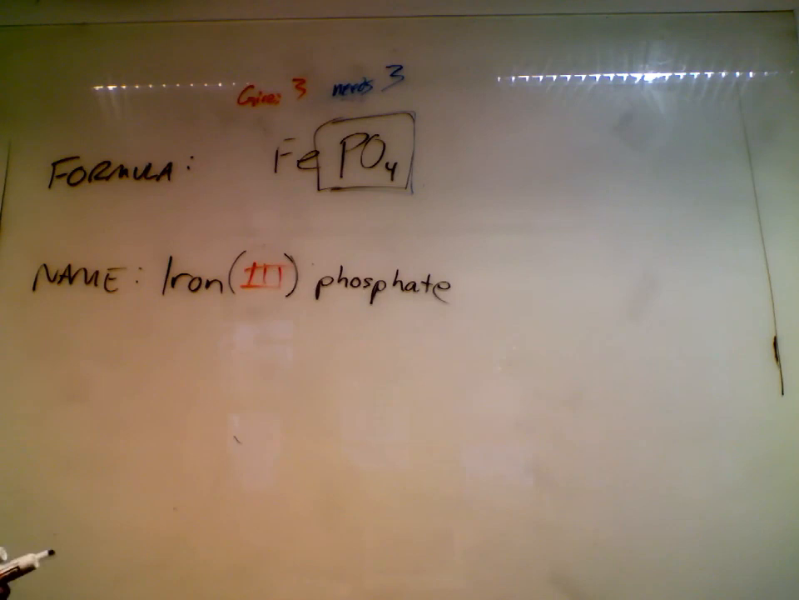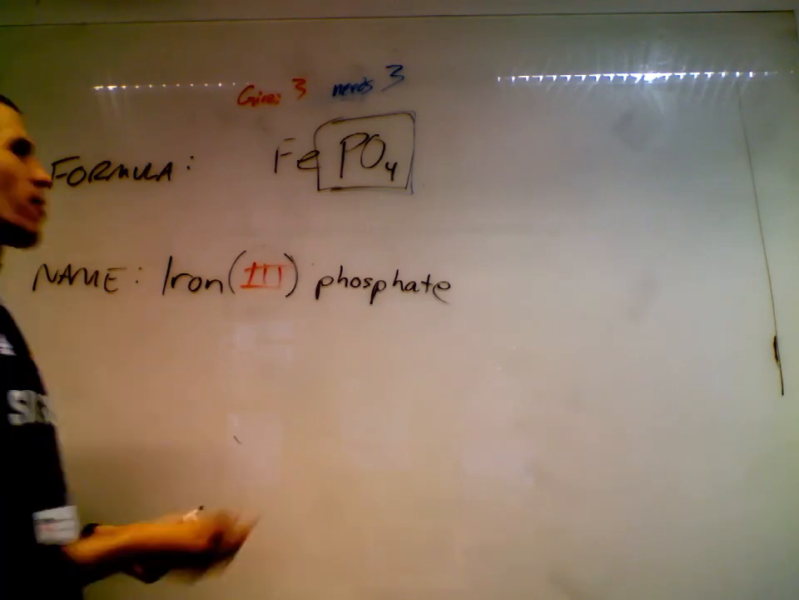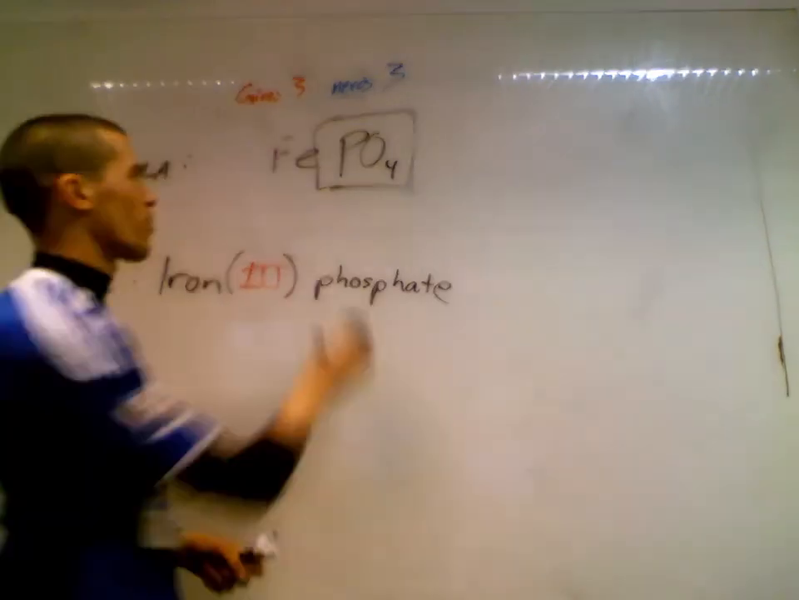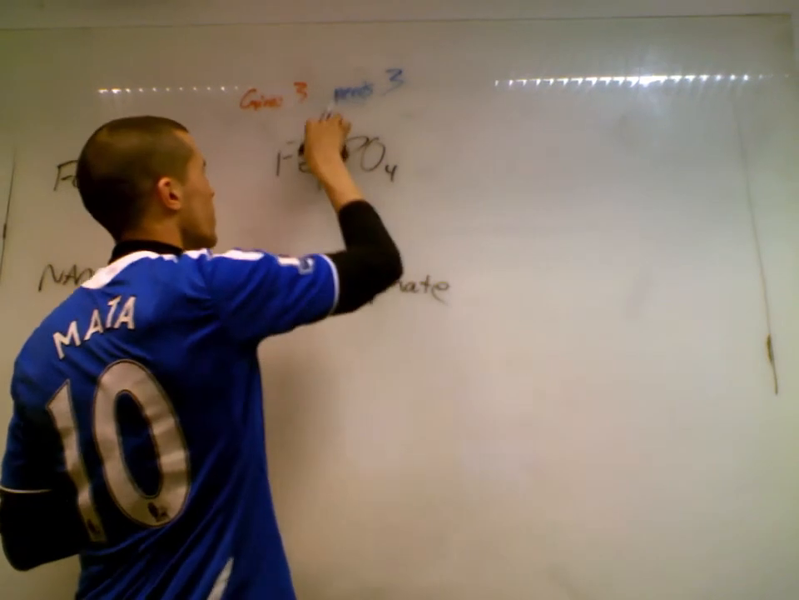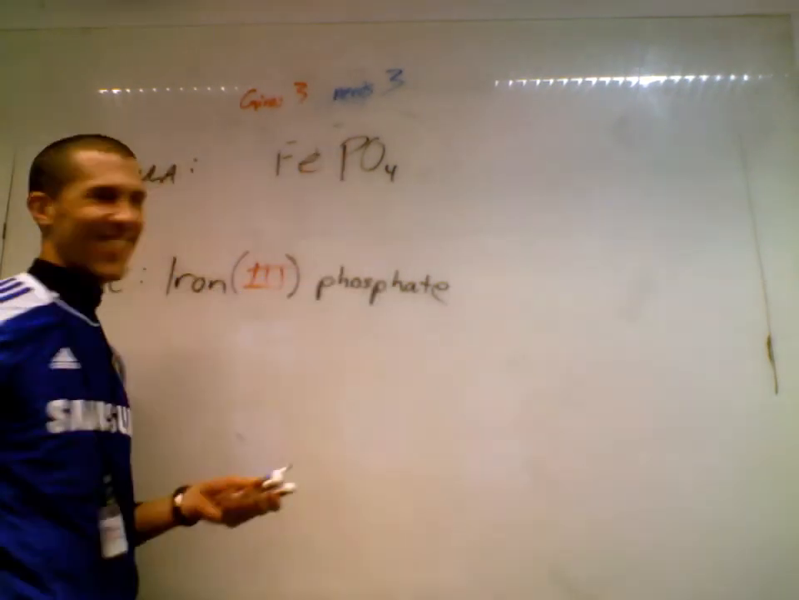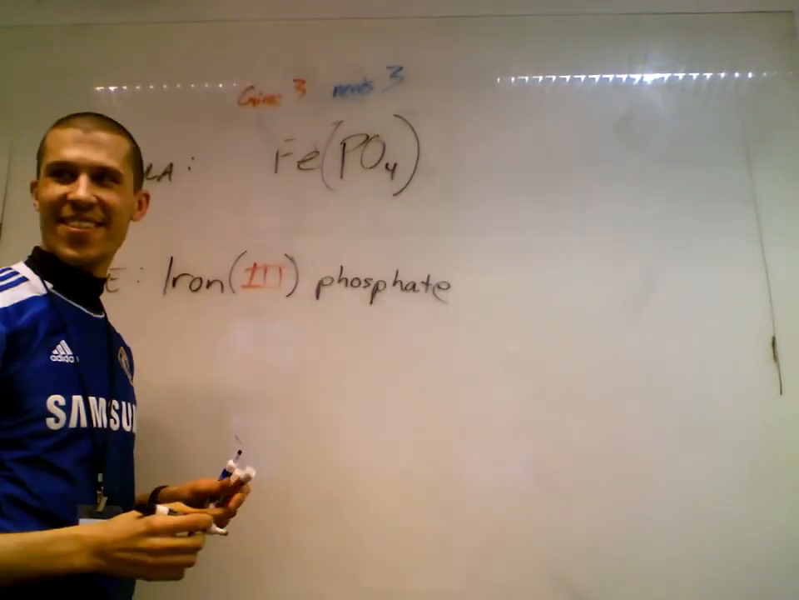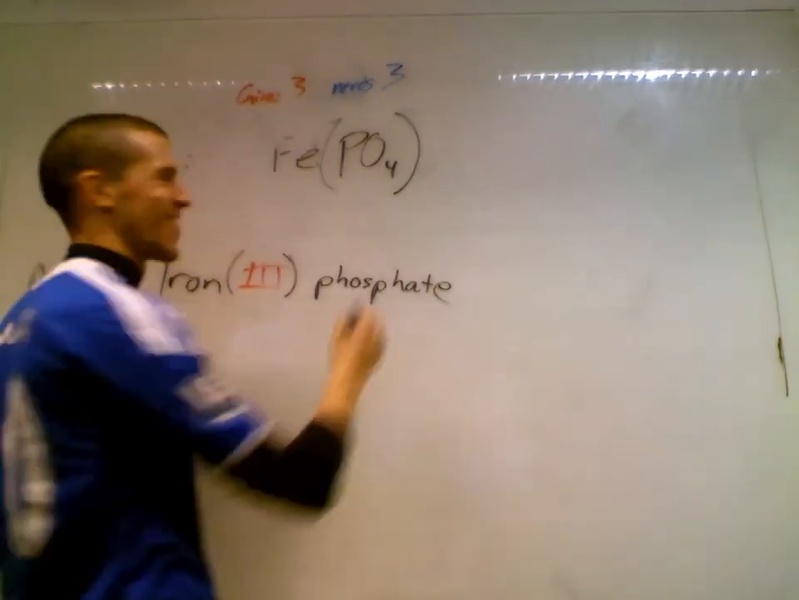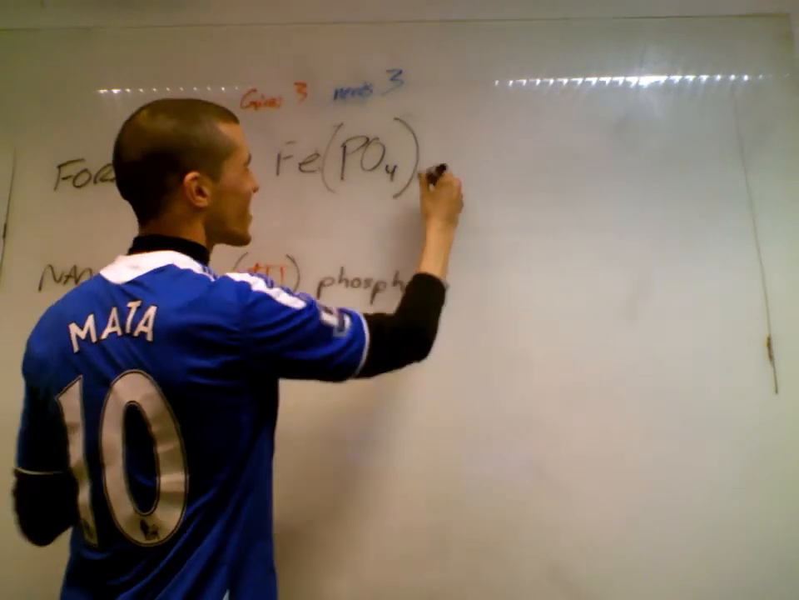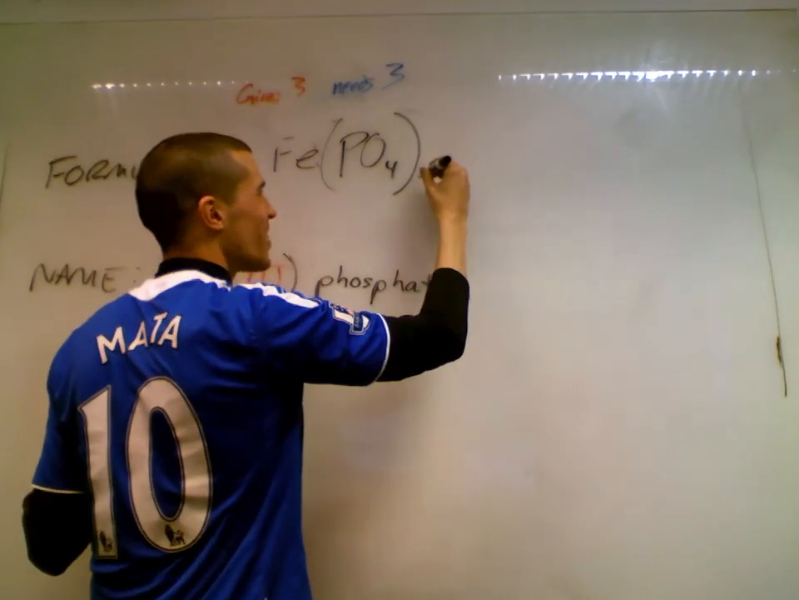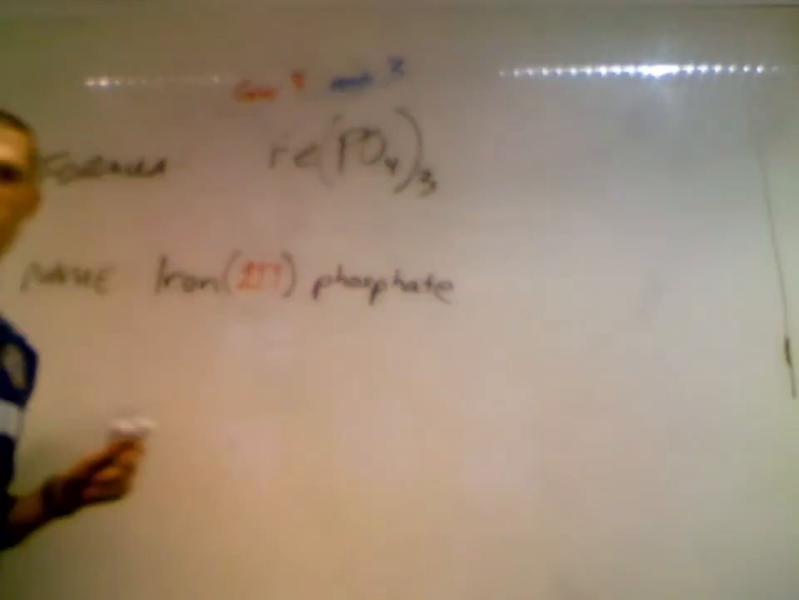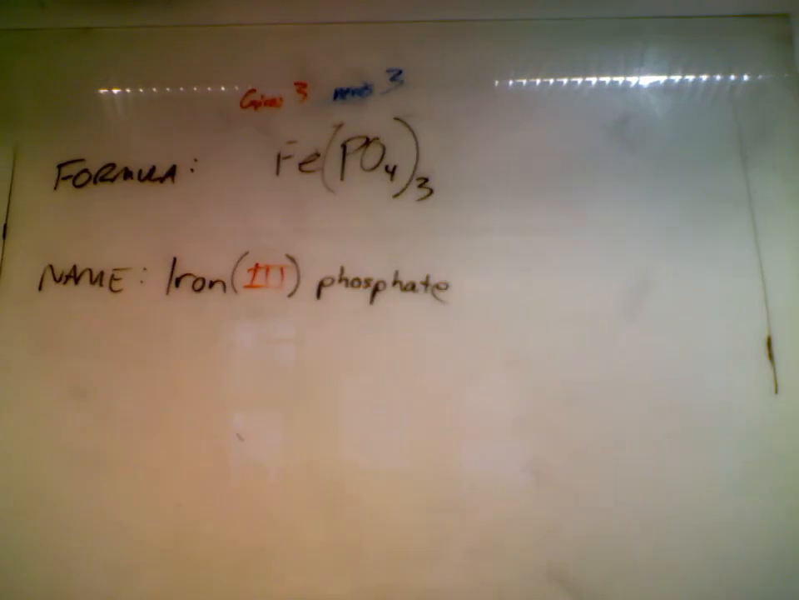Oh, but now we can make it even more difficult. Are you ready for this? Here it is. Let's say that this is now 3. That means it needs nine, 12 of them, which means you keep nine, 12.